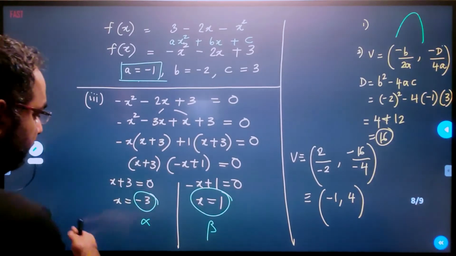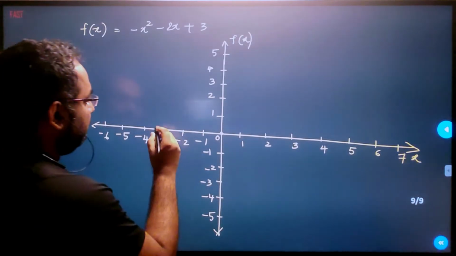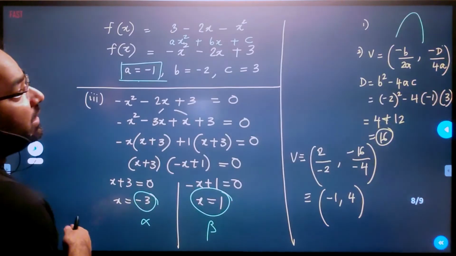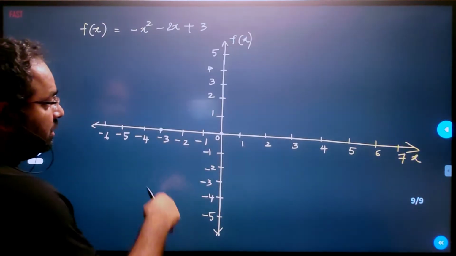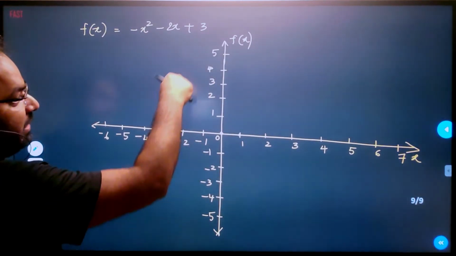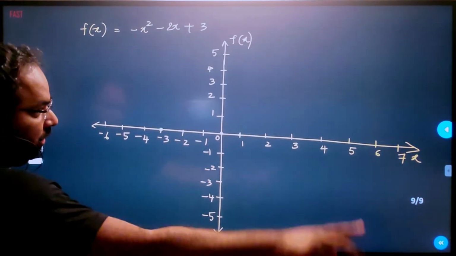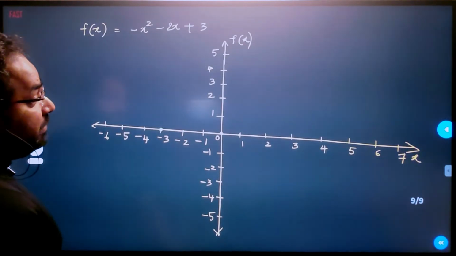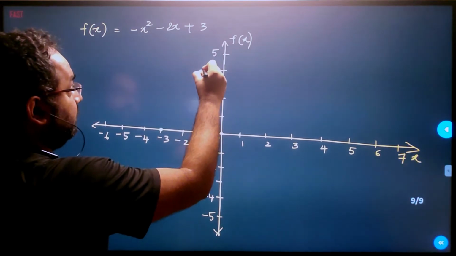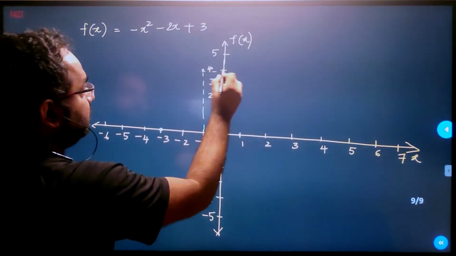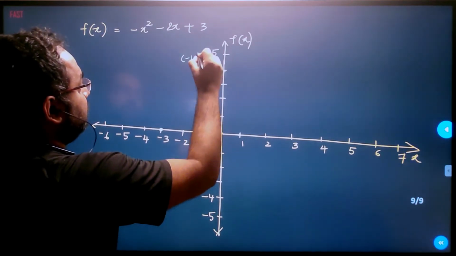Minus 3 and 1 is where it should cross the x-axis. So I have a minus 3 here, I have a 1 here. Okay, and the other thing I know is it's downward facing. So my graph is going to be like this. Okay, it is going to cross minus 3 like this, come down, cross 1 and go down like that. Where does it peak? It peaks at minus 1 comma 4. Where is minus 1 and where is 4? Here. This is minus 1 and this is 4. So this is minus 1 comma 4.